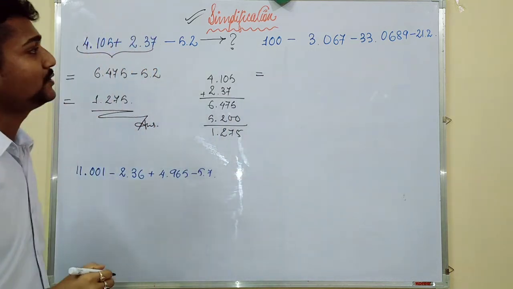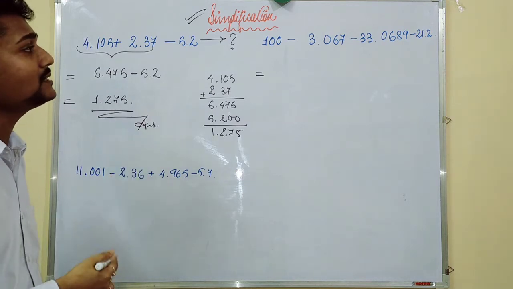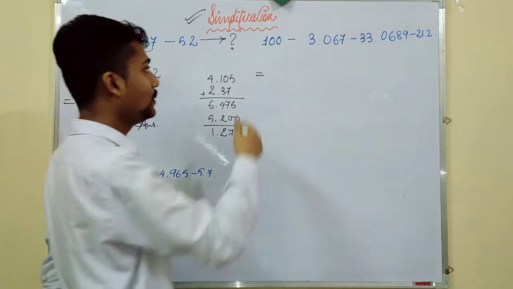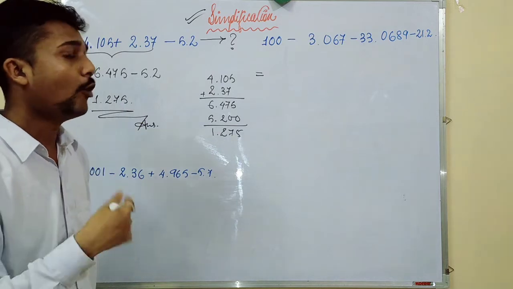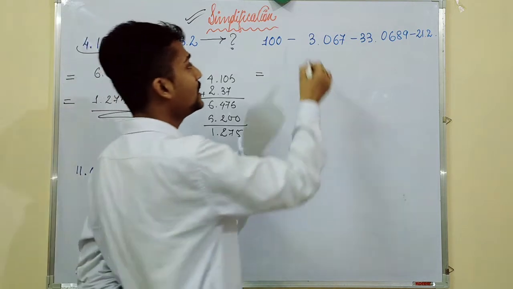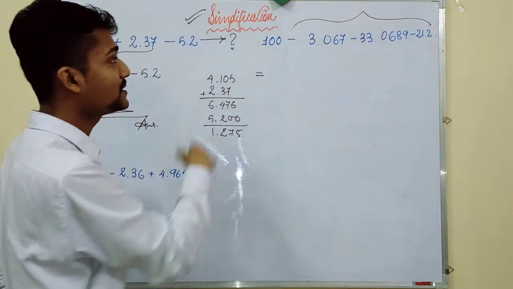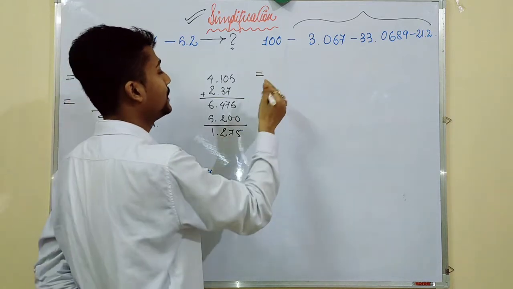100 minus 3.067 minus 33.0689 minus 21.2. So either you can do one by one, you can subtract and keep on going. Let us see by that method. Or what you can do is that minus minus is plus. You know that, isn't it? So you can add all the numbers, then you can subtract from 100. That is also possible. But what I will do is one by one.